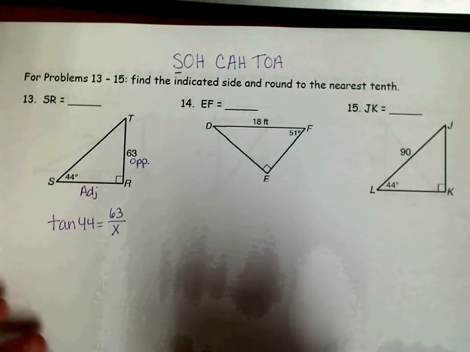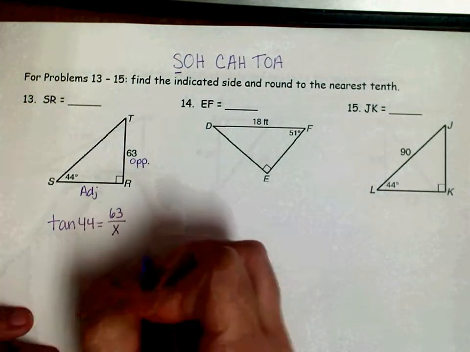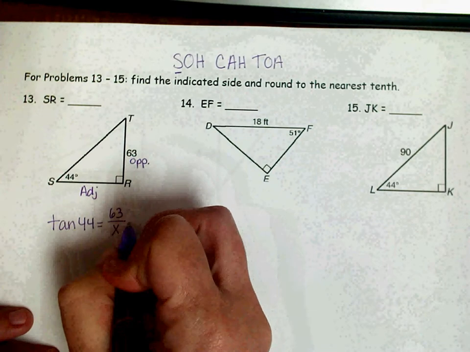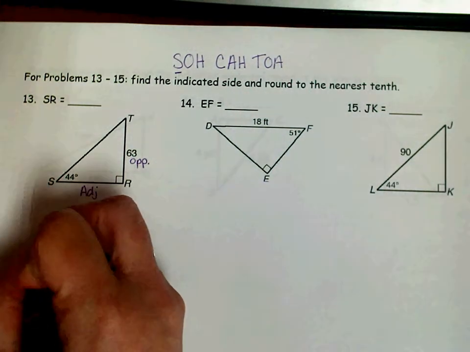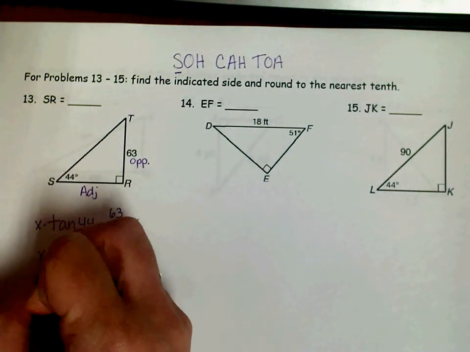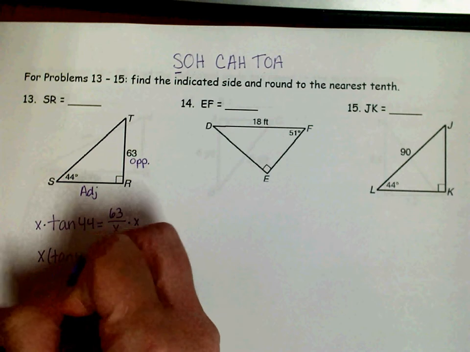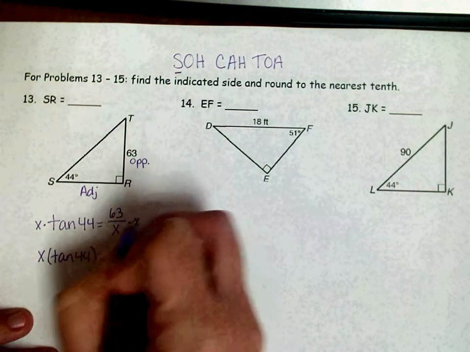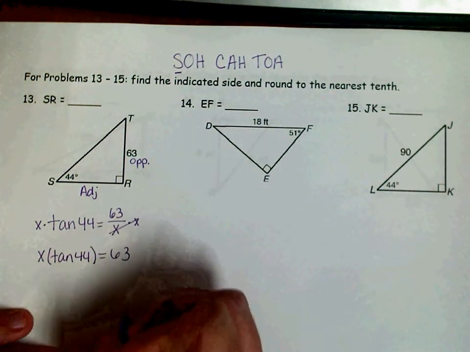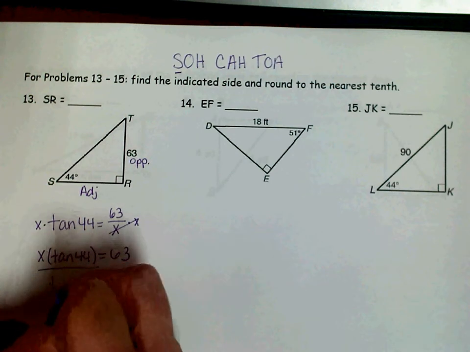All right, and so then we can just multiply both sides by x, which is your denominator. So you have x times the tangent of 44, which is equal to 63, and then divide by the tangent of 44.